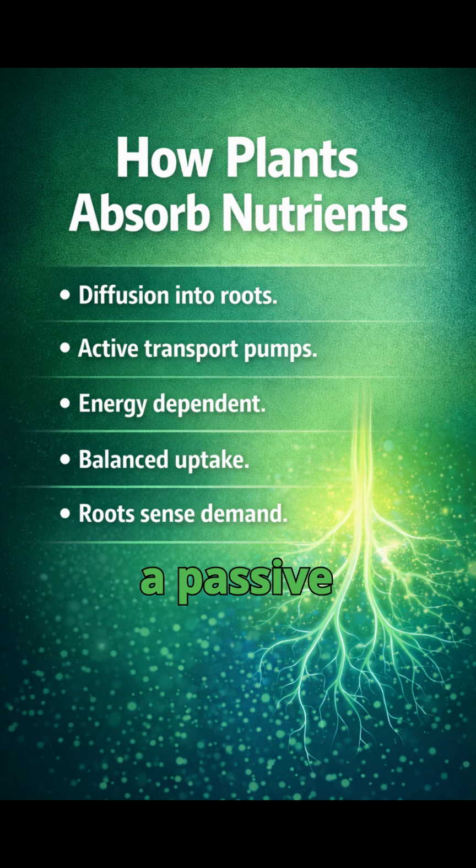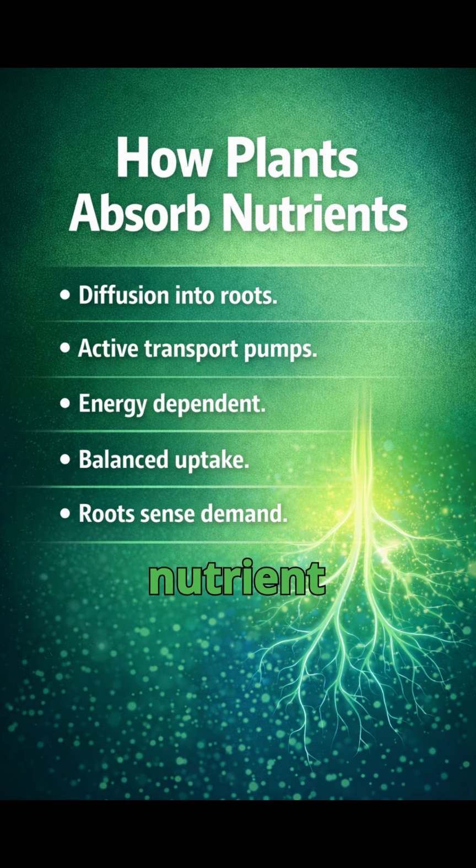Diffusion is the simpler of the two. It's a passive process driven by concentration gradients. If there's a higher concentration of a nutrient outside the root than inside, and if the root membrane is permeable to that nutrient, it will naturally move inward. No energy required. This works for some nutrients under some conditions, but it's not sufficient on its own.